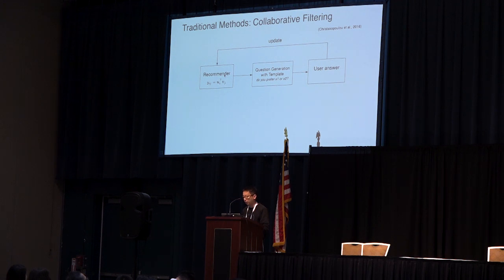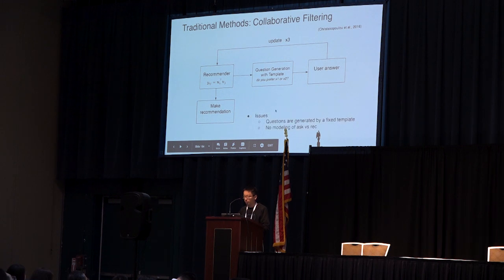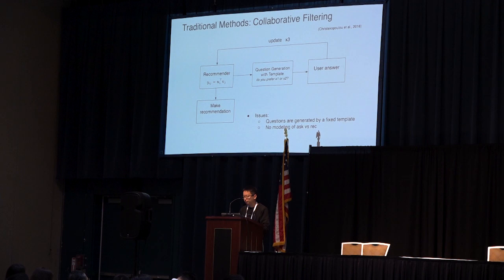Also, in this paper, the number of updates is fixed. For example, you always ask 3 questions before making the final recommendation. So there are obviously 2 issues. The question is generated by a fixed template, and because the update is always 3, as you can see here, all the decisions are rule-based. So there is no direct modeling of whether to ask a question or to recommend an item.